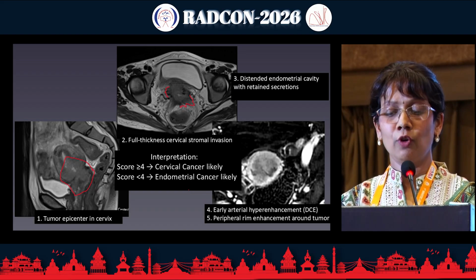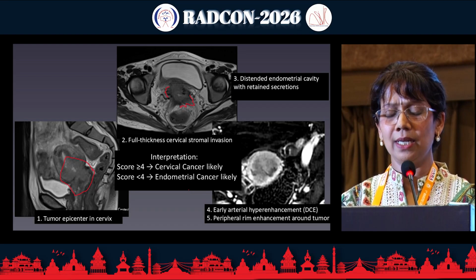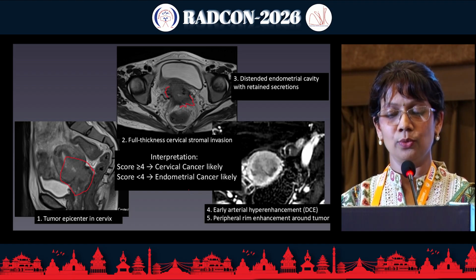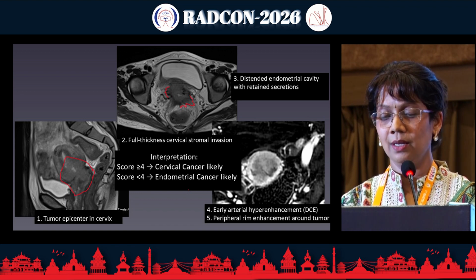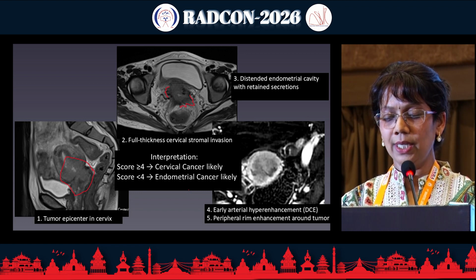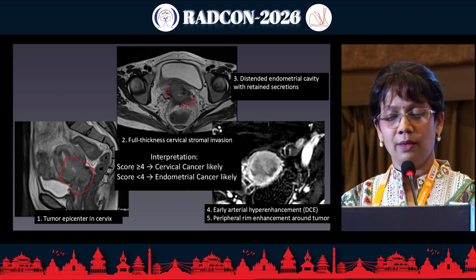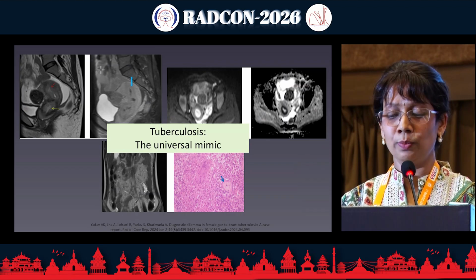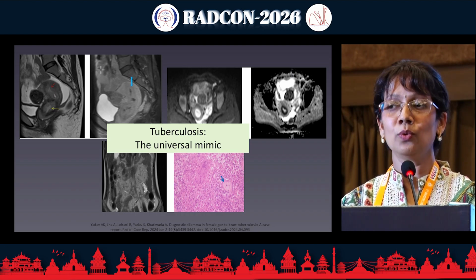This example is a 40-year-old lady with abnormal uterine bleeding, where we can see intermediate signal intensity on T2 involving the endometrium, endocervix, as well as the vagina, and also showing restricted diffusion. And on the coronal T2, large FOV, we can see the thickened omentum. So the biopsy showed this to be tuberculosis of the genital system, and tuberculosis is a well-known universal mimic.